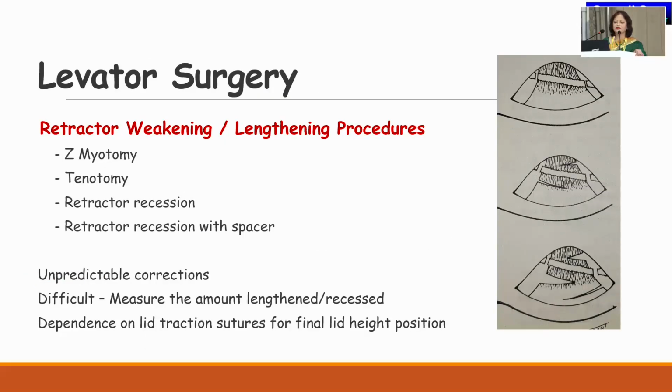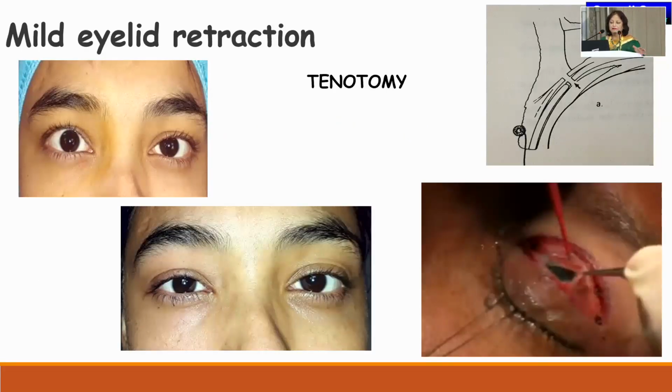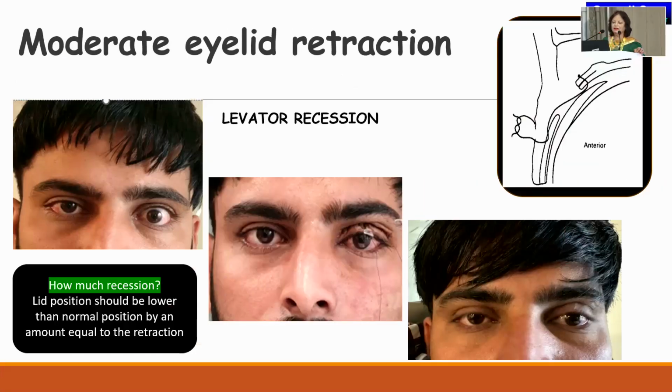Coming to the levator surgeries, we can do Z myotomy, tenotomy, retractor recession. However, they can have unpredictable corrections, and as we know, measuring the recessed part is not easy; we don't have any algorithms for that. For mild cases, you can go for a tenotomy where you give a full thickness incision through the Müller's muscle as well as the LPS aponeurosis, and you can get a good result. Not showing the video. For moderate eyelid retraction, I had done a levator recession.